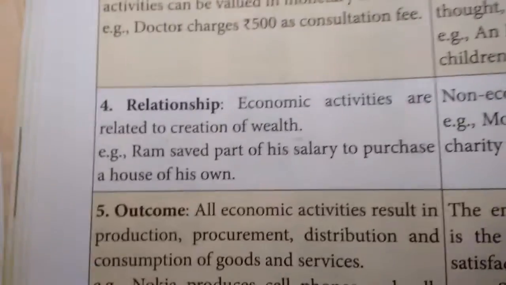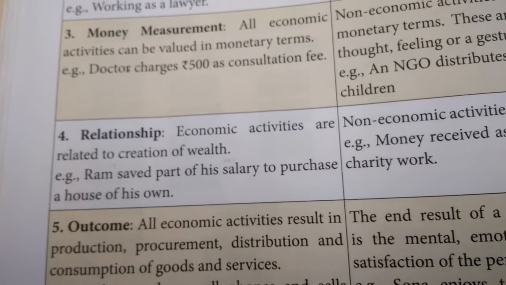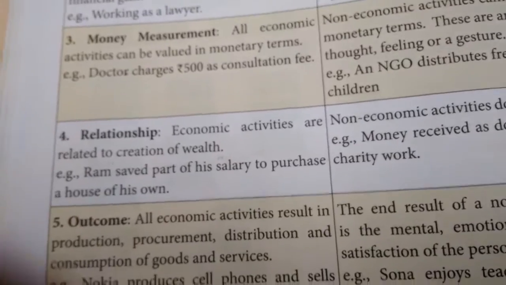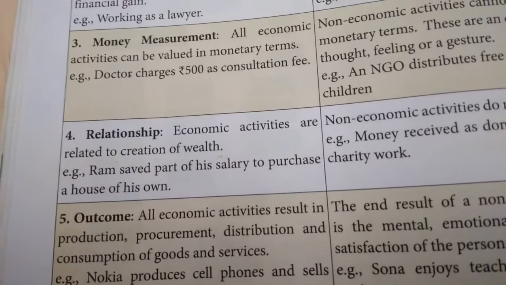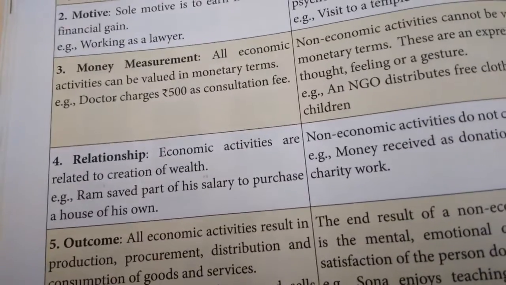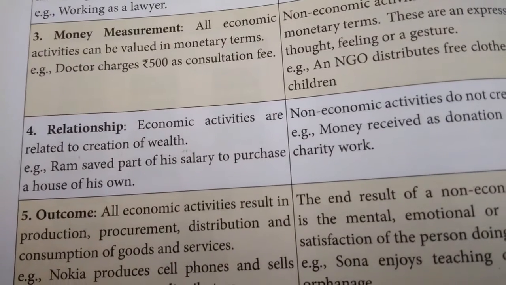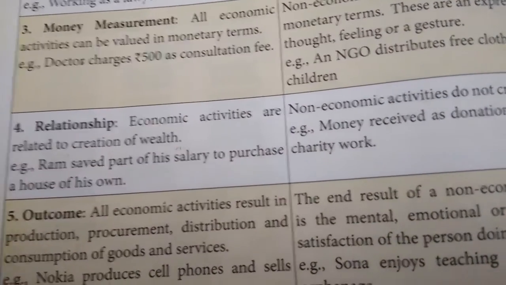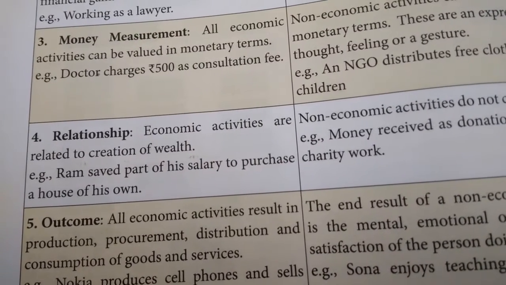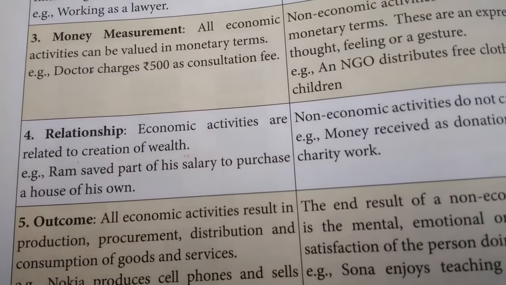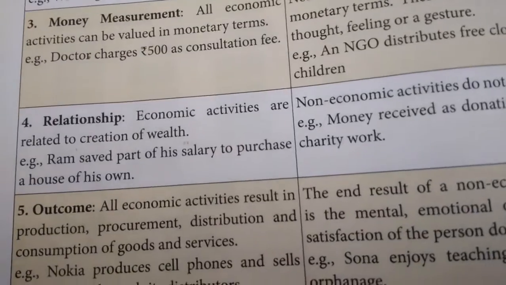And relationship. What relationship does economic activity have? Economic activities are related to the creation of wealth, in the sense that, suppose one person saves part of his salary to purchase a house of his own or a car of his own.